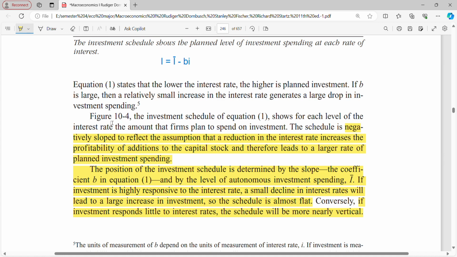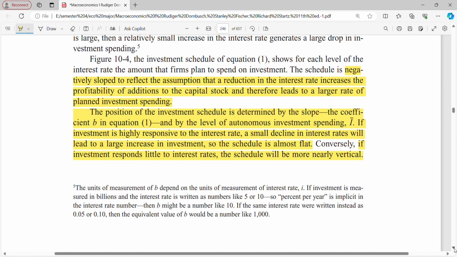So next is figure 10.4. The investment schedule of equation 1 shows, for each level of the interest rate, the amount that firms plan to spend on investment. The schedule is negatively sloped, to reflect the assumption that a reduction in the interest rate increases the profitability of additions to the capital stock. The profit earned will be more, therefore leading to a larger rate of planned investment spending.